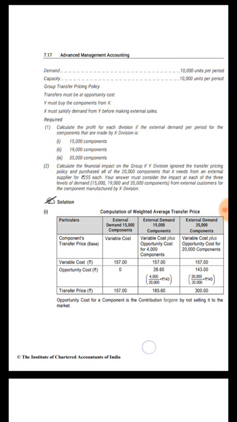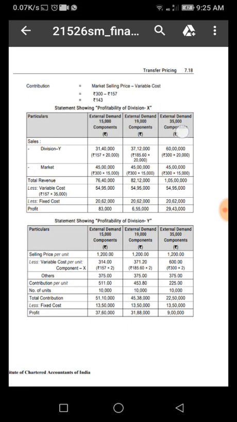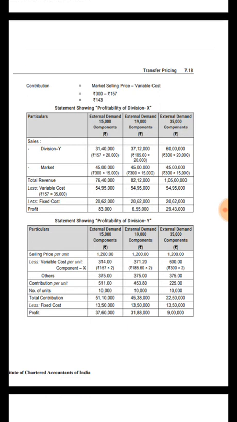After that, what the question is actually asking is to make the profit for each division, right? So first for division X we are going to make the profit statement. See, the statement showing profitability of division X. So three situations are there, right? External demand 15, 19 and 35. So we will find out the profit. So how are we going to find out profit?